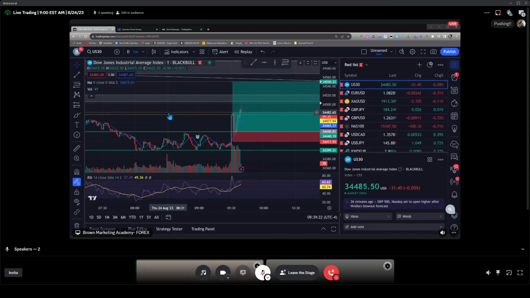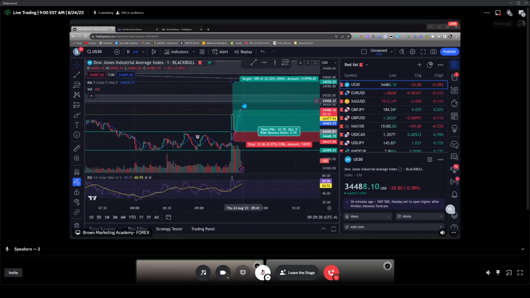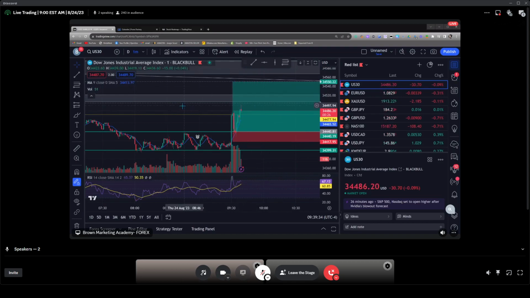I do expect this type of rejection around this area. This is a supply area, remember, that we found on the 15-minute chart. Usually the market has some rejection here, a little bit of consolidation before the push up.